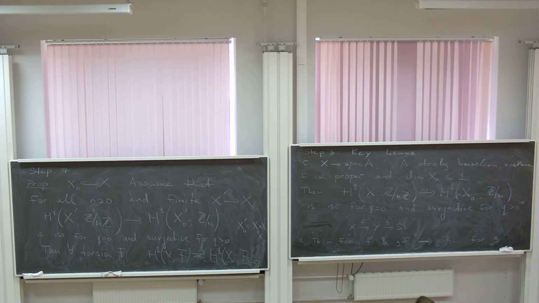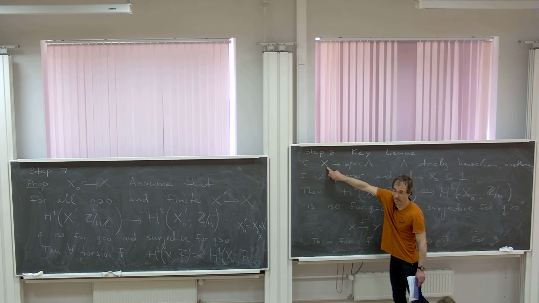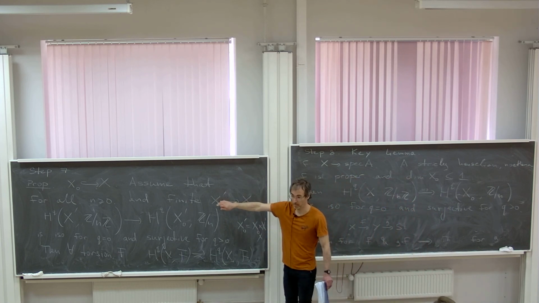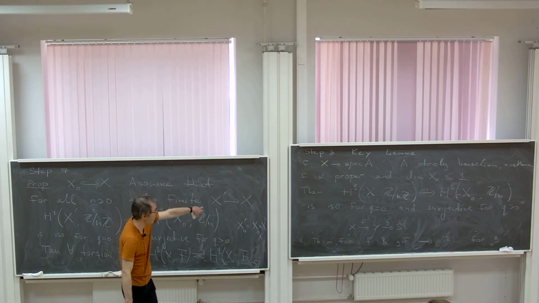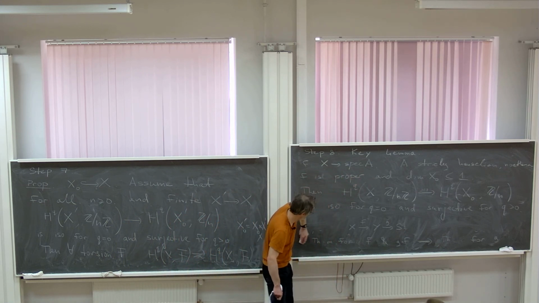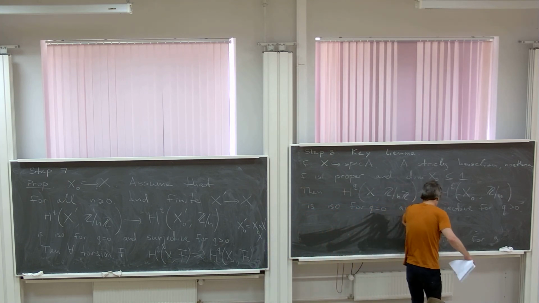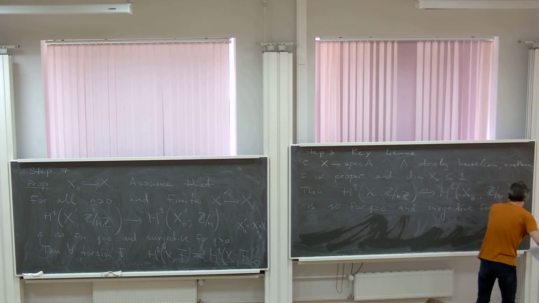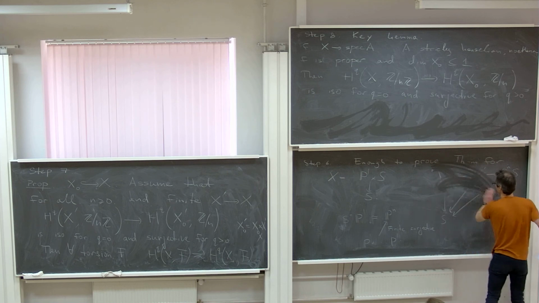So why does this key lemma imply what we want? So we want to show the theorem for P1. We use this proposition. Every finite cover of P1, well, not necessarily P1, every scheme finite over P1, projects to Spec A and has this property that the fibers are one-dimensional. So, and this is something very concrete. And this is very nice.